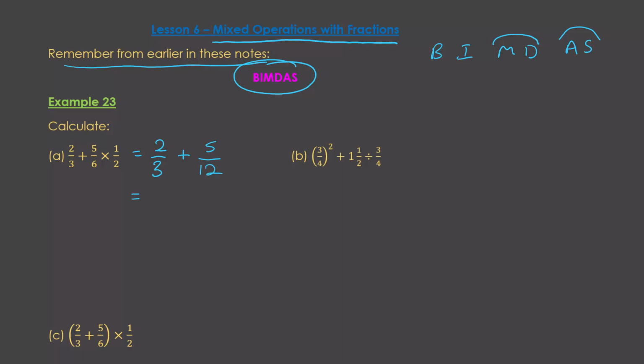Now these are related denominators, so I'm going to keep this one the same, and I can easily turn 2/3 into a number of twelfths. I multiply the 3 here by 4, so I need to do the same to the top. So I have 8 twelfths, and now I can add these up. So I've got 13 twelfths. 12 goes into 13 once with a remainder of 1, so the answer is 1 and 1/12.